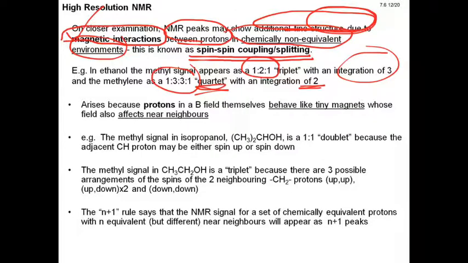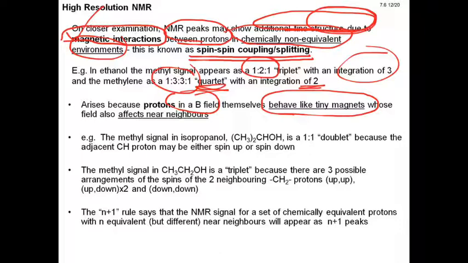This arises because protons in an externally applied field themselves behave like tiny bar magnets because they're all spinning around the place, and they affect their near neighbours. So this stuff here is to do with the slight variations in the magnetic field observed by a proton because of its immediate next door neighbour, not the electron shielding. That's all basically the low res stuff. This is finer detail again.